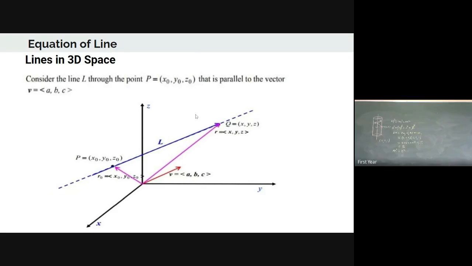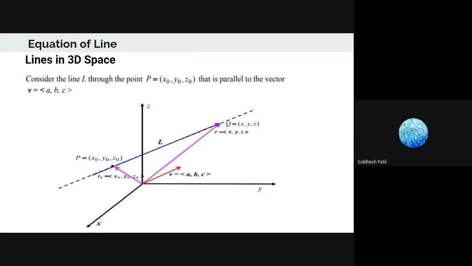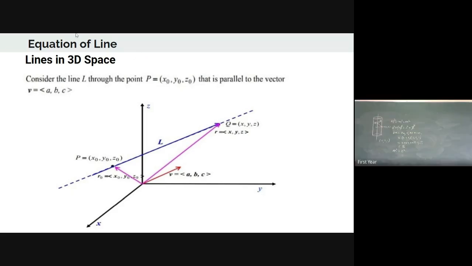Siddesh, you can start. Yes, so my topic is equation of line. So let's start with how a line actually looks in 3D. Just a second. Let me ping you. Okay. Just a second.